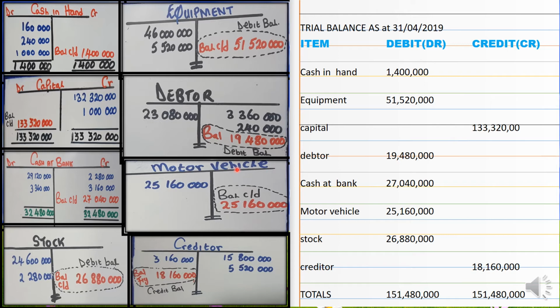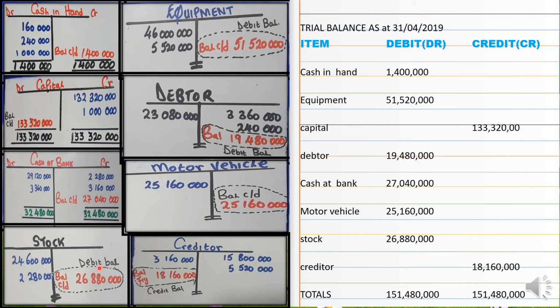Then we go to the next account, which is cash at bank. Cash at bank, look at where the balance is. This is a debit balance. So being a debit balance, we come here to our trial balance, then we place it where it is necessary as a debit balance. Then we go to motor vehicle. Motor vehicle has a debit balance. So we have motor vehicle having a debit balance. Remember, these are our closing balances, which we are calling the debit balance.